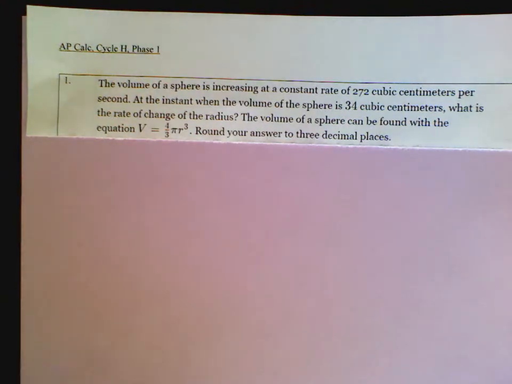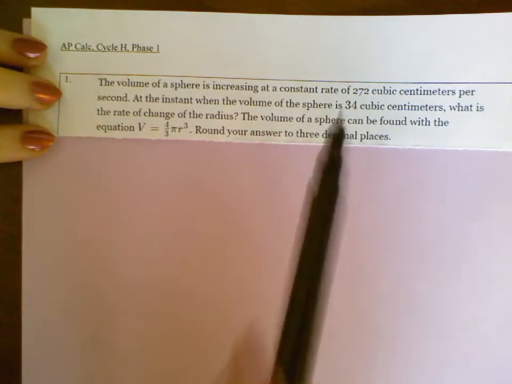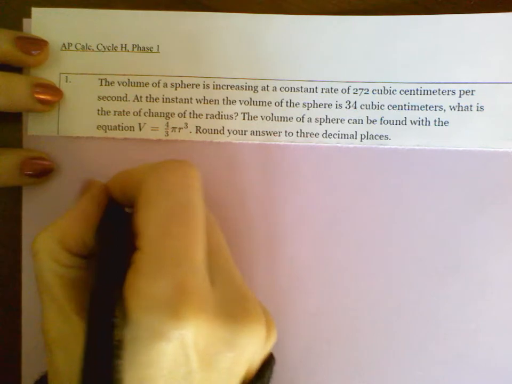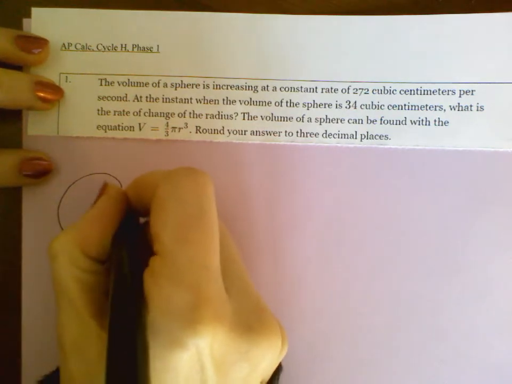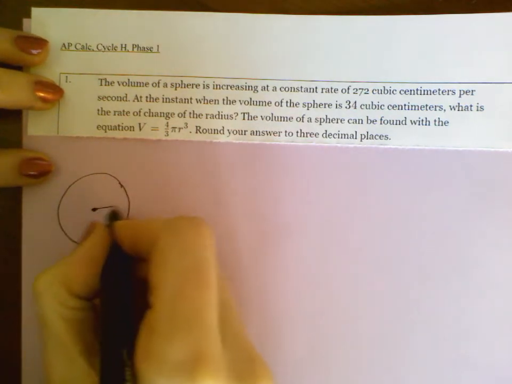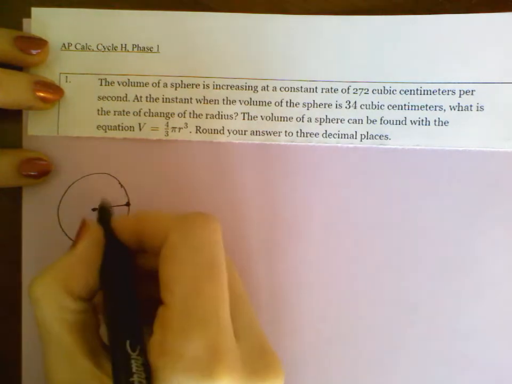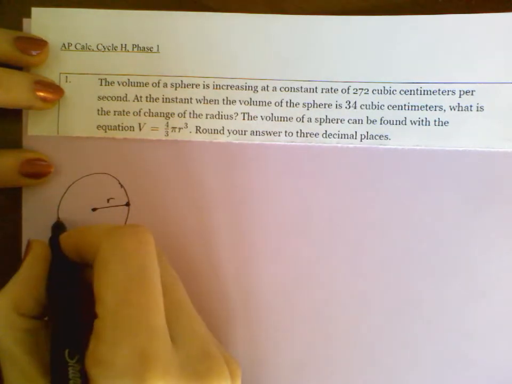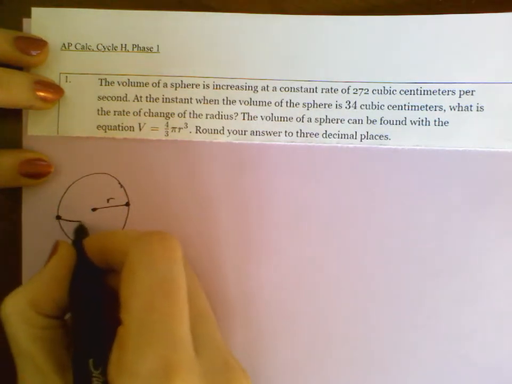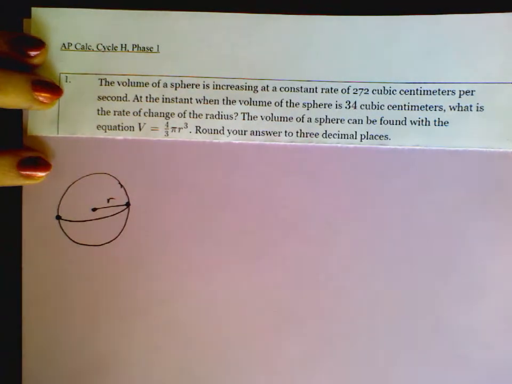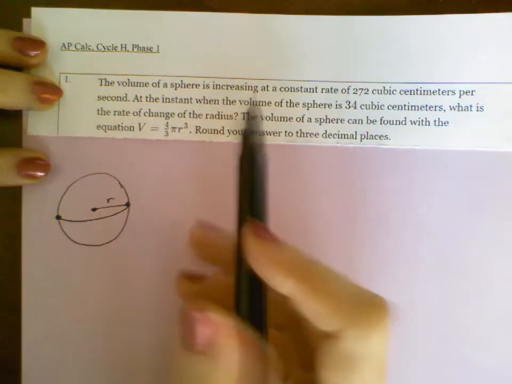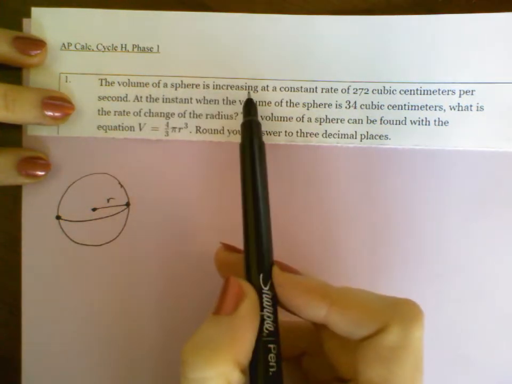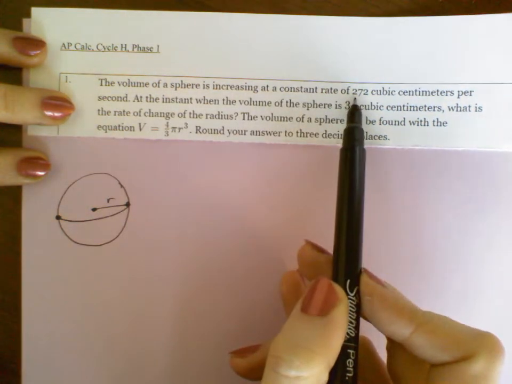So let me translate. Well, first let me draw a picture. So we've got a sphere, because a picture always might help you. All right, so we've got a sphere. This is its radius. I'm not good at drawing. So there's a sphere, I guess. Okay, and the volume of the sphere is increasing at a constant rate of that.